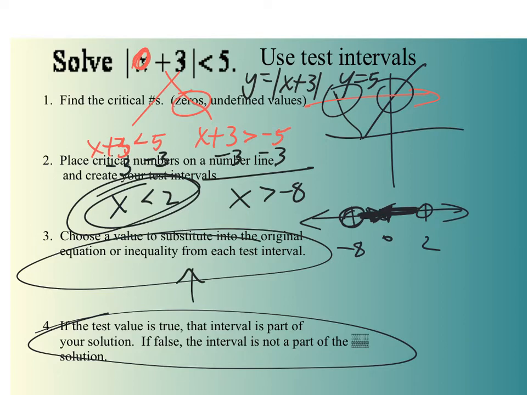Could I also have tested a number bigger than 2? Sure, watch what happens. I tested a number bigger than 2, like 3. Absolute value of 6 is less than 5. Doesn't work. Make sense? All right, so we're going to use that test intervals thing, but only to check our work.